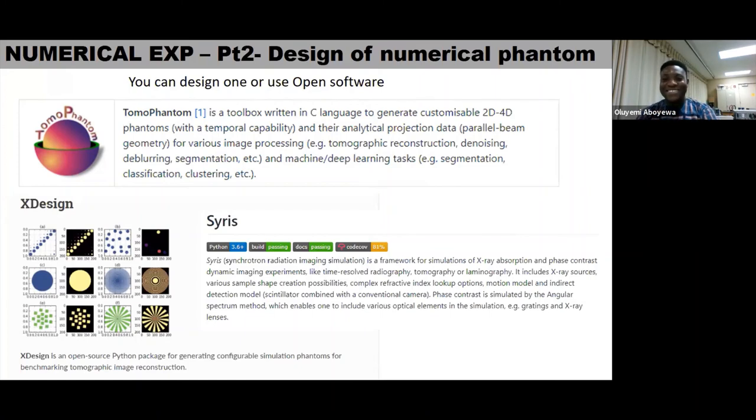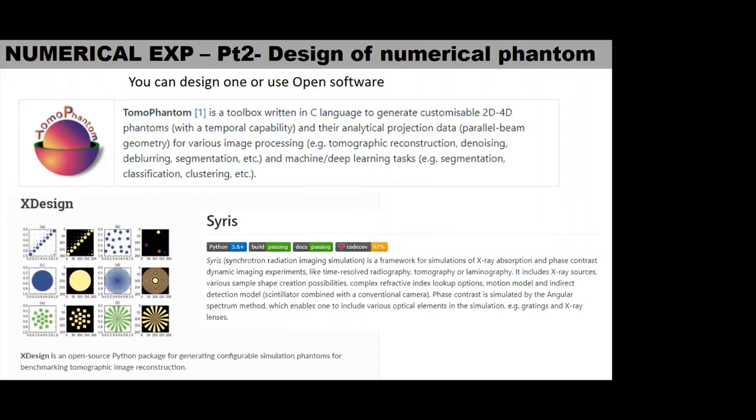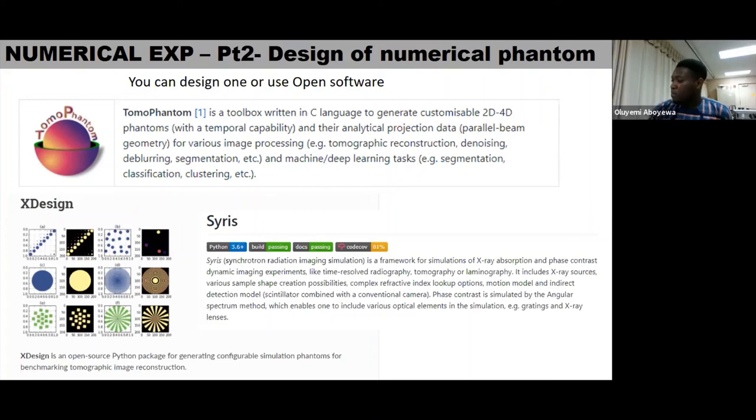I think with respect to the phantom, what they used is similar to the CATPHAN, with different tissues like polyethylene, water, air. I think that's what they used. Okay. Thank you for catching that.